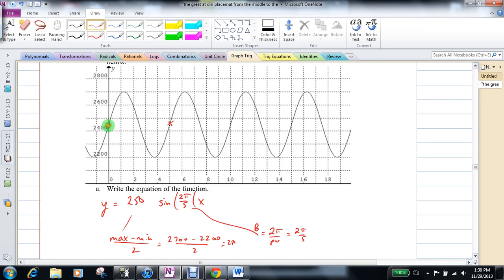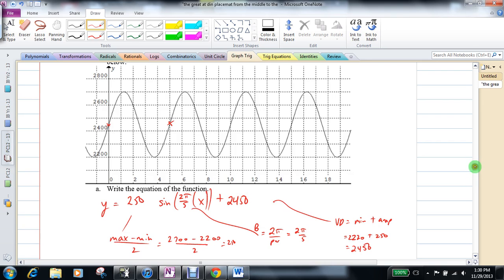I have not moved right or left at all, so I can leave that for horizontal displacement empty. And my vertical displacement, remember, is how much has the middle moved up on this graph. And that value might be hard for us to recognize. So the other option is to say that the vertical displacement equals the minimum plus the amplitude. The minimum was 2200. If I add my amplitude of 250, I'm going to get 2450.